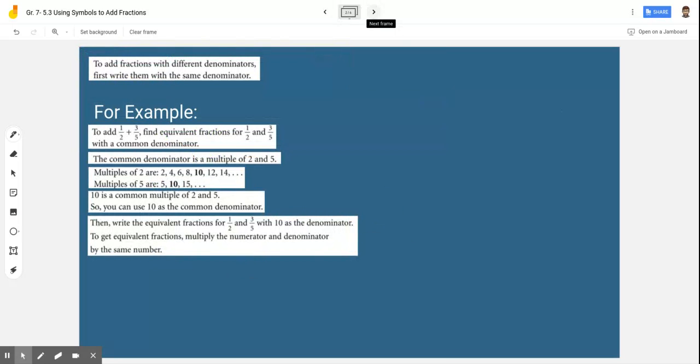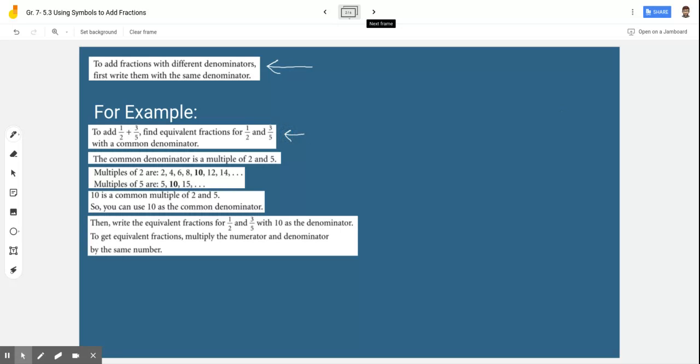However, this is not always the case. Sometimes we're going to have fractions that have different denominators, and the steps are a little bit different. I have them listed below the example. In this example, we have to add 1/2 plus 3/5. We find the equivalent fractions for 1/2 and 3/5 with a common denominator.